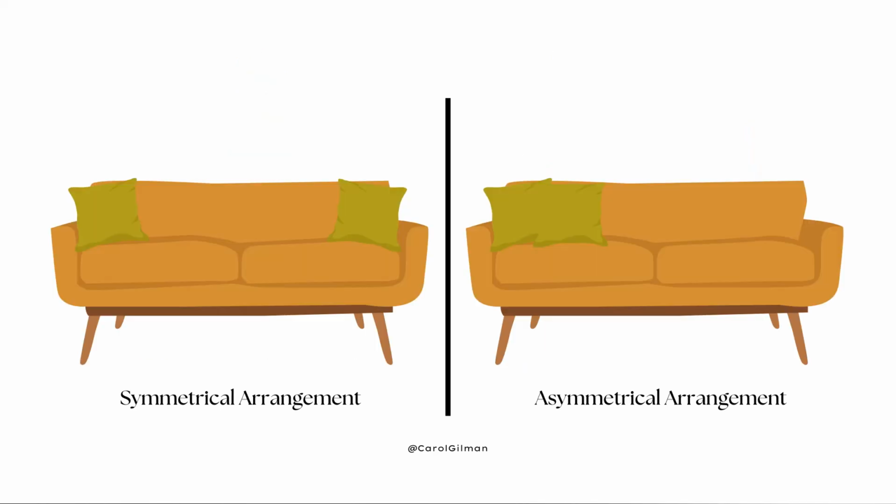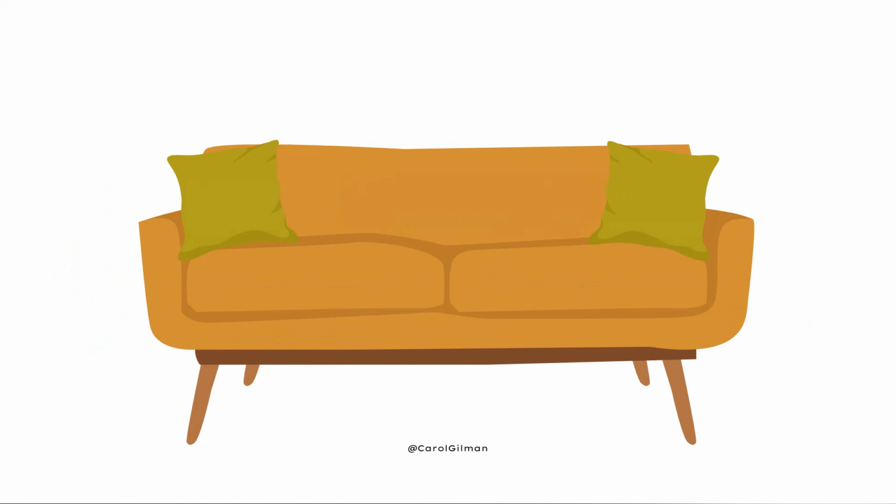In this example, we have a sofa with 2 pillows, and on the left we have a symmetrically balanced arrangement, and then on the right an asymmetrically balanced arrangement. In the symmetrically balanced arrangement, we put 1 pillow on each side of the sofa, and right away we could split that in half and see that there's a mirror image on either side. And that look gives us a very structured and formal look to that sofa. Whereas in the asymmetrically balanced arrangement, we have 2 pillows on one side and no pillows on the other.